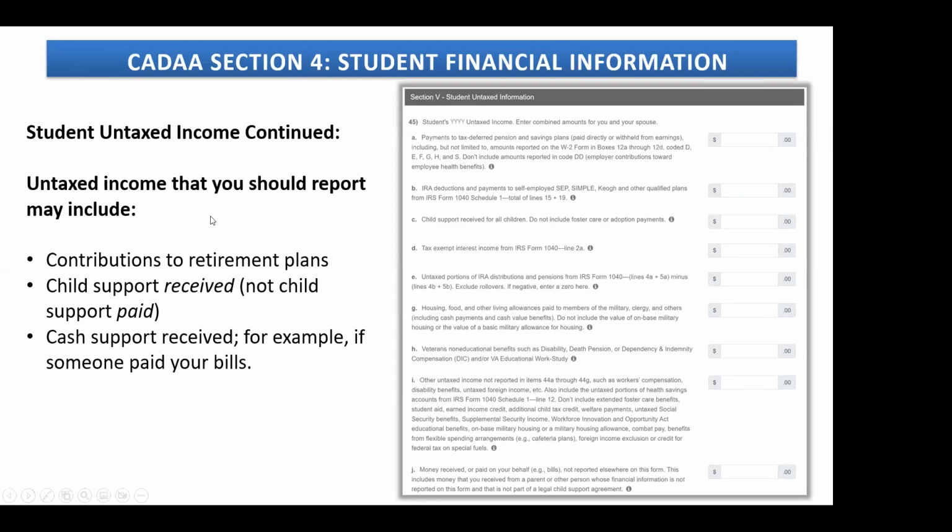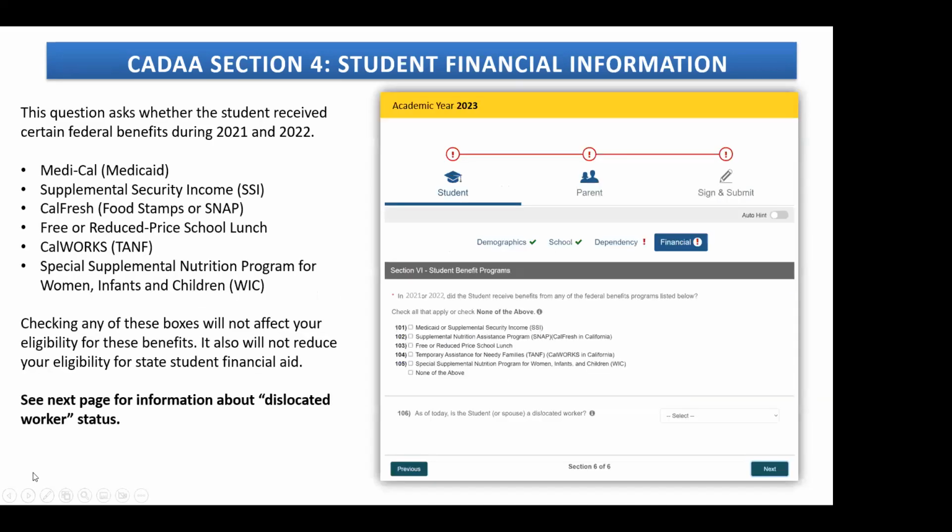So, untaxed income continued. There are several questions in the untaxed income section, right? So these are the things that you do want to report. It may not apply so much to the student section as it will to the parent section. But again, it's the same questions for both sets of individuals, right? So any retirement plan contributions, child support that was received, not paid, that was asked in a different section, and any cash support received, right? So be sure to include all of that just to have the most accurate information.